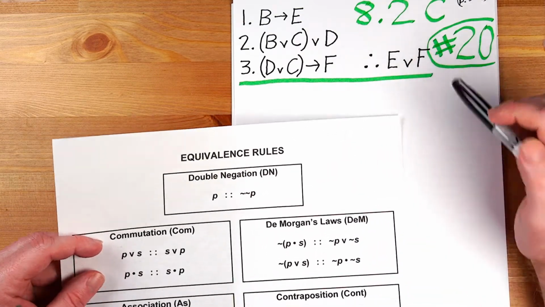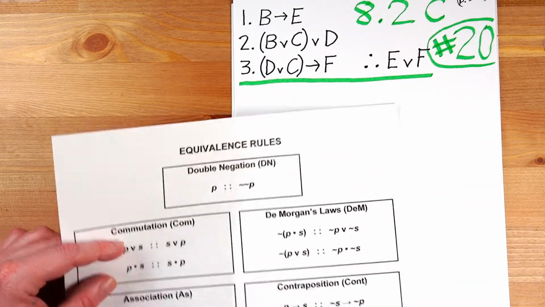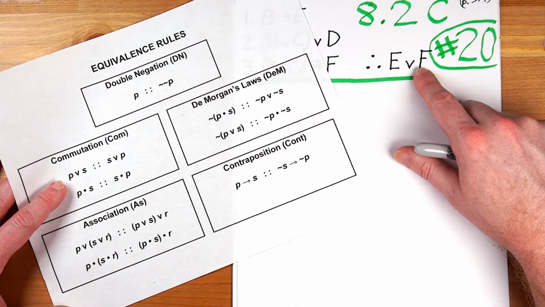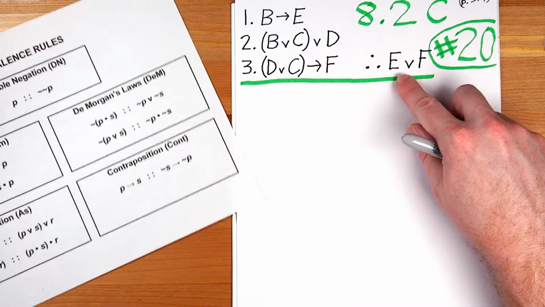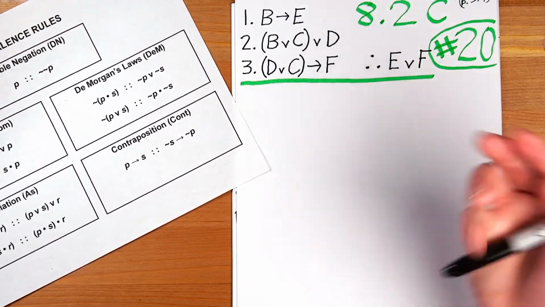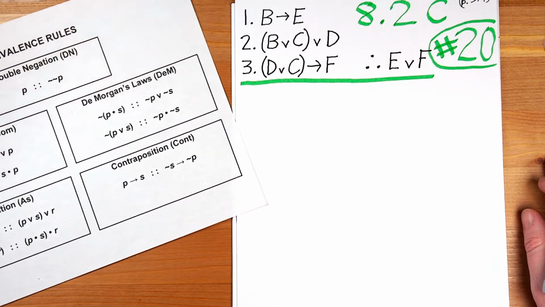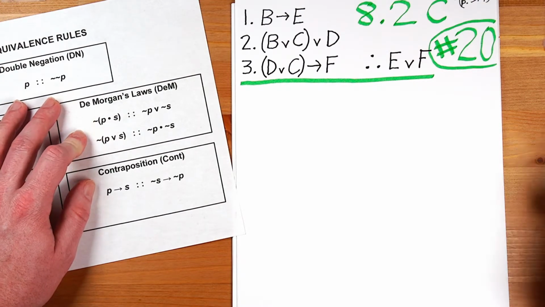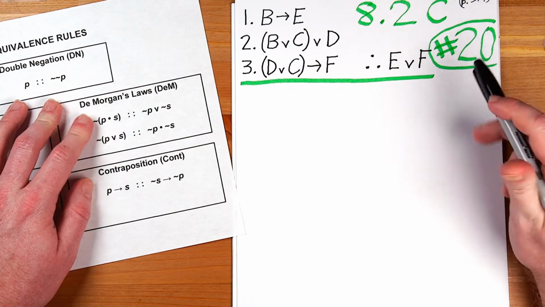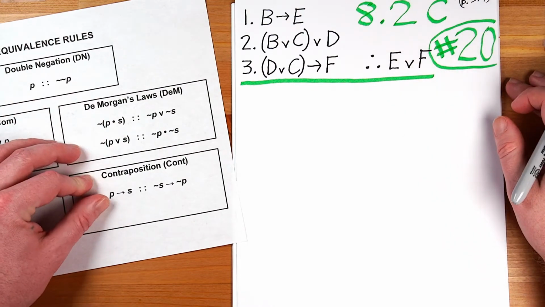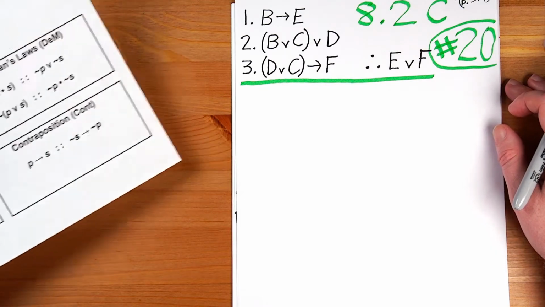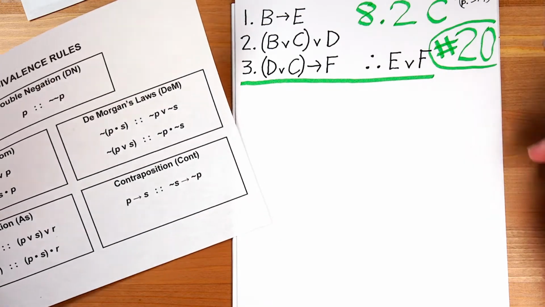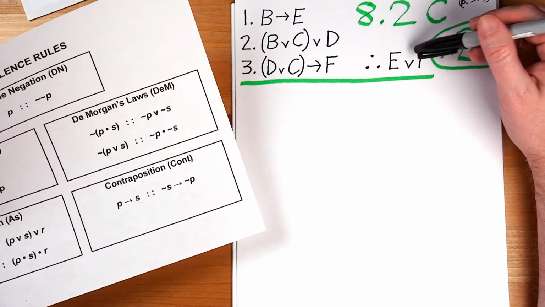Of course, we can do association, but that's not really going to help because we're trying to get something with two atomic statements. Commutation, well, that'd be great if we just had these on flipped sides, but that's not what we got. De Morgan's, that really just works when negations are involved. So I don't know how much that is going to help us. So even though we have new ways of getting disjunctions, it doesn't look like those are going to help us directly to get E or F.